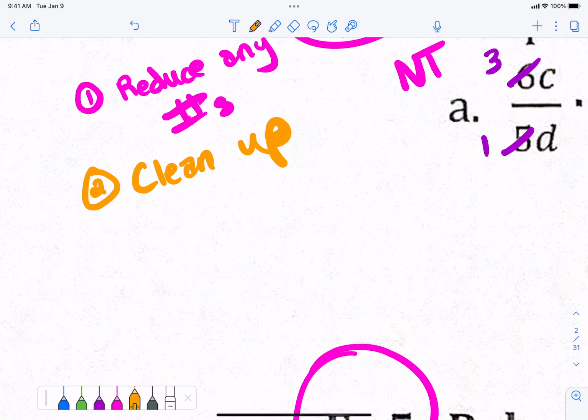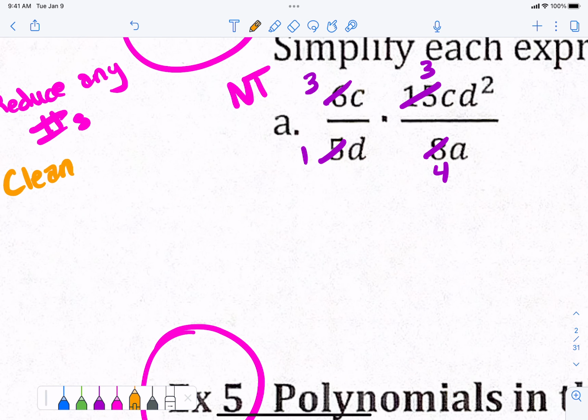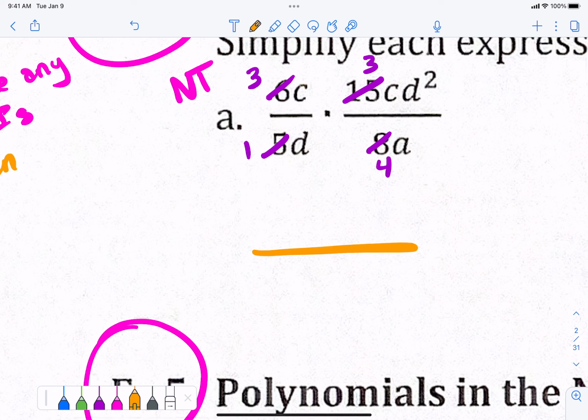I clean it all up first before I cancel any variables. I take care of the numbers first, then I clean it all up, okay? So on the top, my number, 3 times 3 is 9, okay? Then let's look at the variables. I have a C here and a C here and a D here, right? C squared. So I have C squared, D squared. That's what I have on the top.